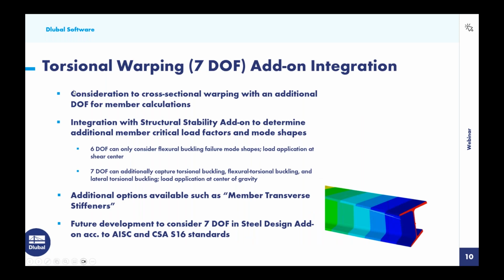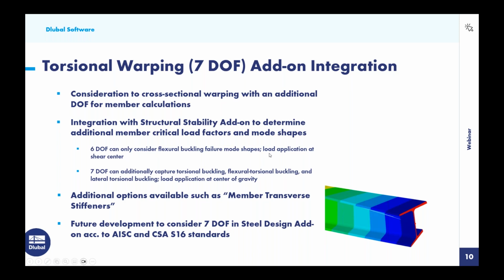And we have an additional add-on within RFEM 6 called torsional warping 7 degrees of freedom. So this allows us to consider the cross-sectional warping with an additional degree of freedom for member calculations. And what's nice is that everything is integrated automatically, including both with the static analysis, but also the structure stability add-on to determine additional member critical load factors and mode shapes. So again, 6 degrees of freedom can only consider flexural buckling failure. That's everything that we have seen up until now.